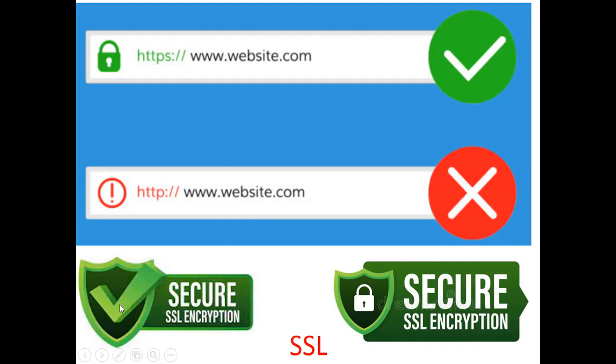It is indicated that this site is secure. There will be a tick mark or there will be a lock. Secure websites give the assurance that your data or your transactions will be safe.